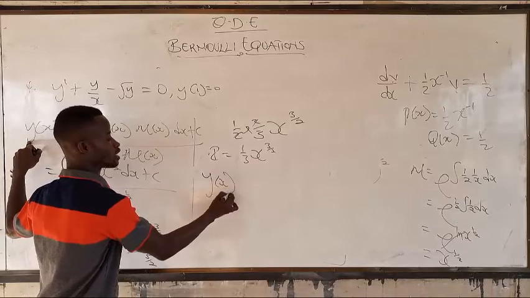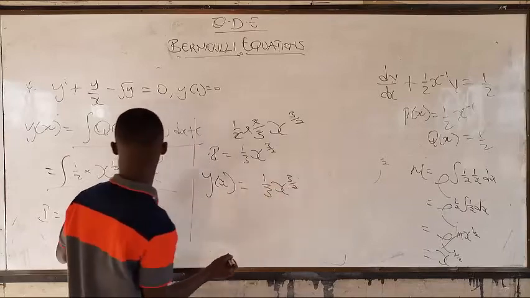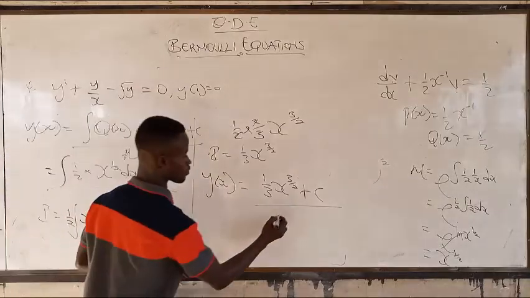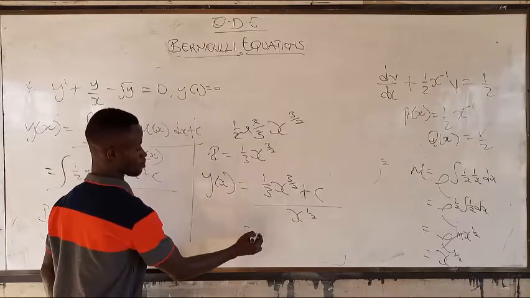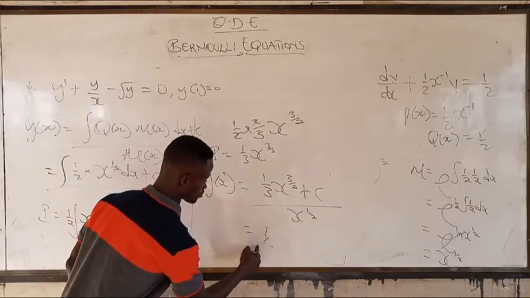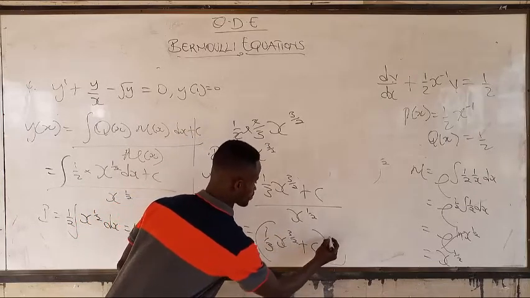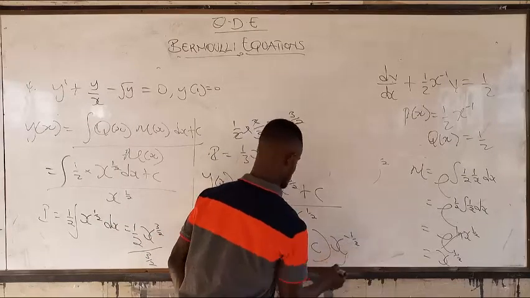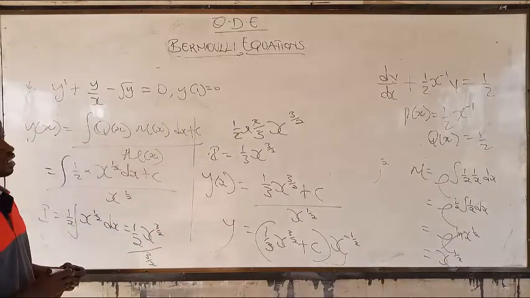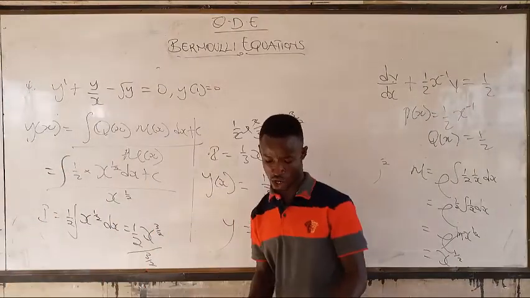So the general solution now becomes plus C, all this over the integrating factor. Alright. And this becomes a general solution for that. So you can apply the initial value. All right, so that's all for that.